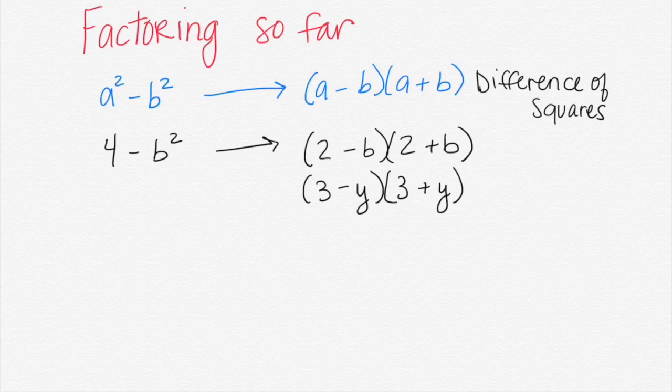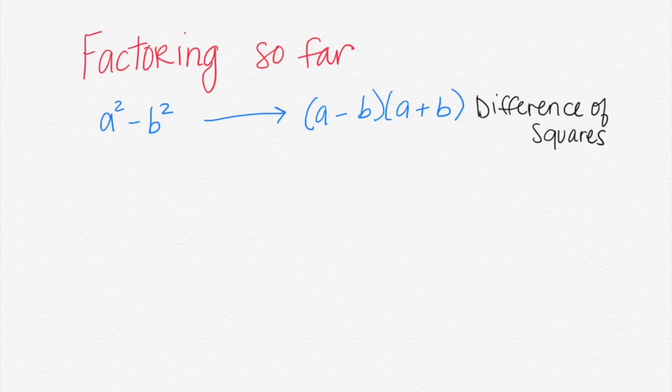Now we can also do the opposite. So instead of multiplying using FOIL or a table, whenever we see 3 minus y and 3 plus y, we can just simply get the squares and get that answer that way. So those are the difference of squares.